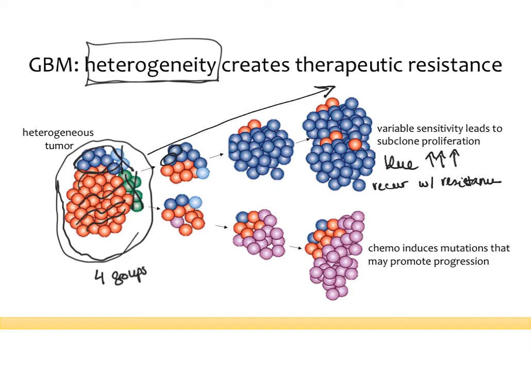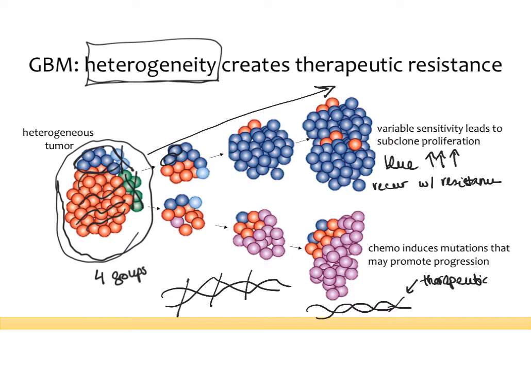Another way to think about how this heterogeneity creates therapeutic resistance is to think about the fact that when you give a drug like TMZ, what you're actually doing is creating breaks in the DNA. And so these breaks might lead to novel mutations being formed, or might lead the cell to change how it expresses its DNA because it sees the TMZ as a therapeutic stress. So they think of it as this is creating a toxic environment and I need to somehow make changes in my DNA to respond to that toxic environment.